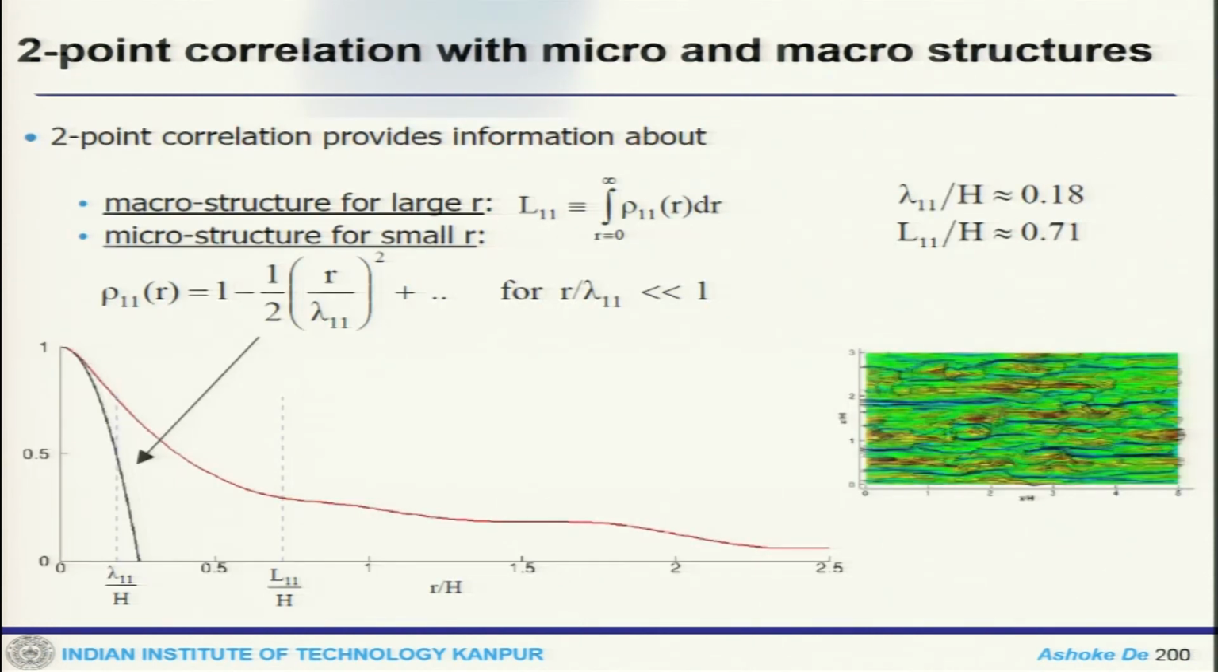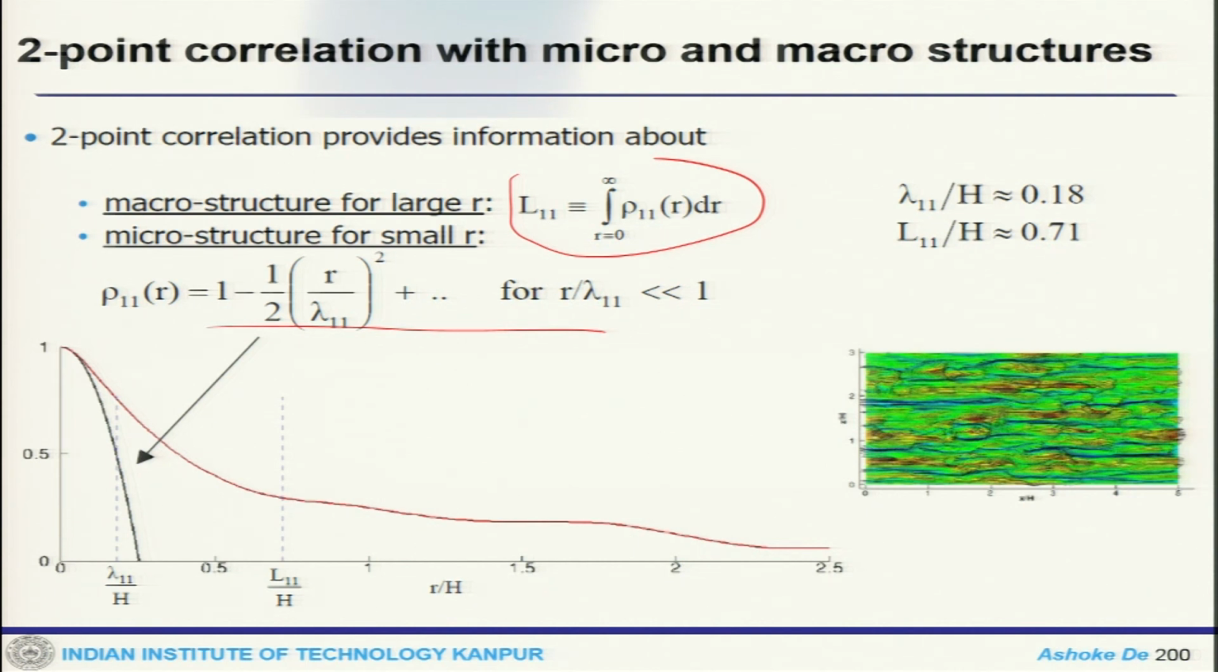Now, when you look at the two-point correlation, it provides the information about the macrostructure for large r, which is the integral length scale, and the microstructure at small r, which is like this. If you plot this, this is how it varies. This is again for that channel flow that we have.